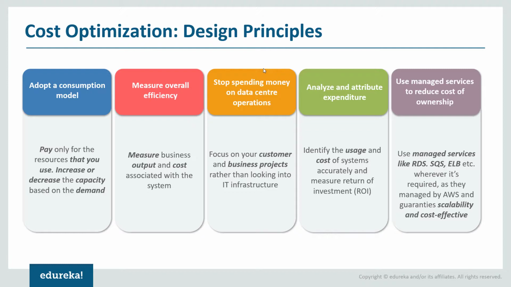Try to measure the overall efficiency from a business point of view, and the entire cost associated with those systems. Try to stop spending money on data center operations. Try to focus on your customer and business projects rather than looking into the IT infrastructure. Try to analyze and attribute each and every expenditure. Calculate the usage cost, map it with the return on investment, and take a decision.